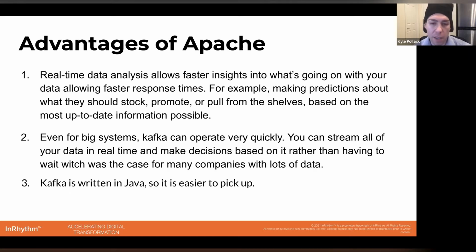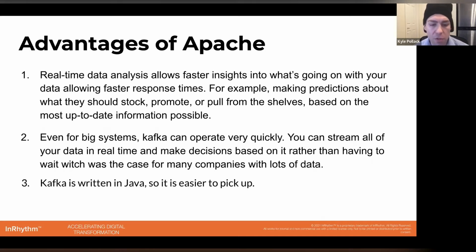You can have an idea, in real time, of what's going on with all of your data and information, and then make better decisions rather than waiting a long time to analyze it and then run different statistics from the trends you're looking for. You can do this more instantly. So you have that preparedness. Even for big event systems, Kafka can operate very quickly. That's another advantage of it. You can stream all of your data in real time and then just make the decisions based on what you'd want to do.